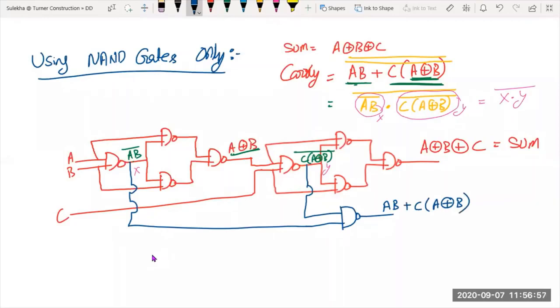So with this, I can realize the implementation of full adder using NAND gates only. In this implementation, we are using two-input NAND gates, and the number is 9. Four here, and one extra for implementation of carry. So the minimum number of NAND gates used for this implementation of full adder is 9.